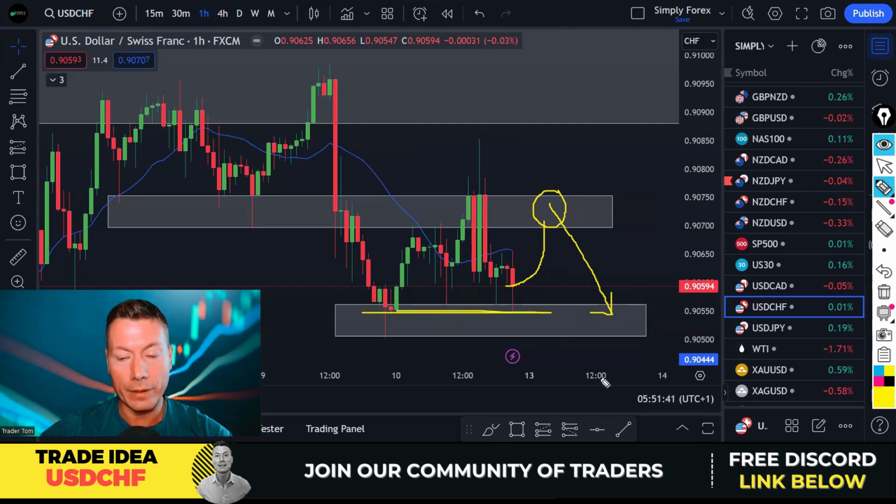I'll probably take some profit here and then leave some profit to run. All right, so that's the first scenario to sell US dollar Swiss franc. The second one is this.